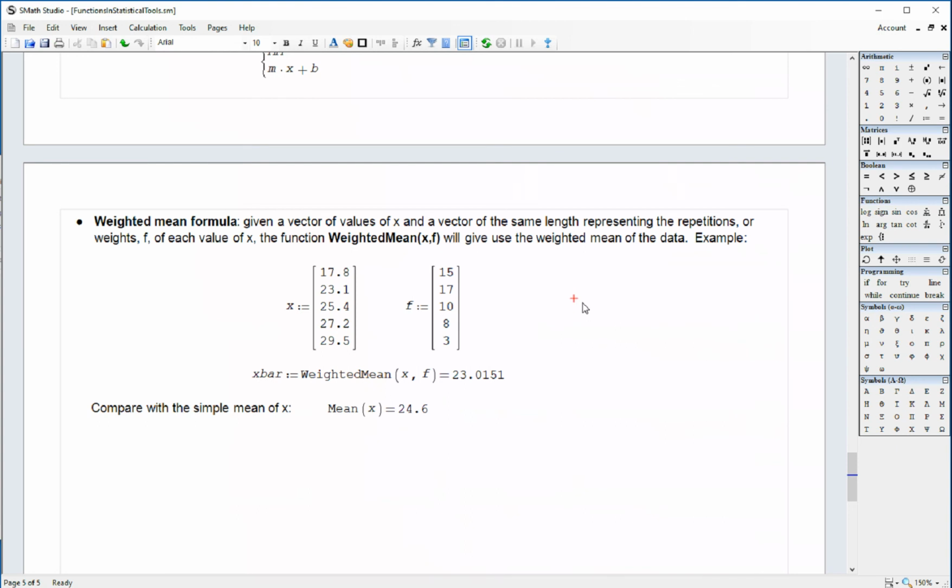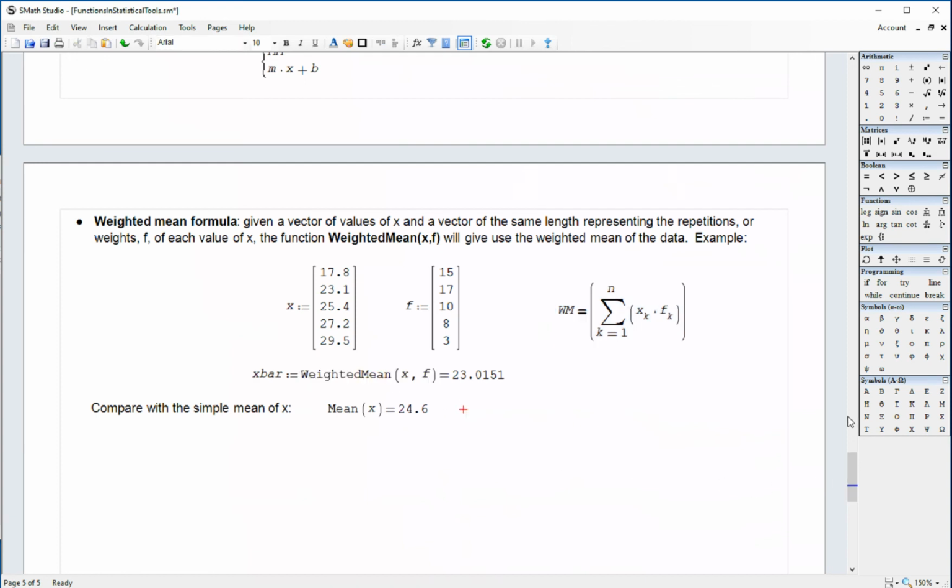Basically, the weighted mean, I'm going to call it WM, is just the sum of x sub k multiplied by its frequency, over all the n values in the vector collection. That's what it is. But there's a function already that will calculate that for you.